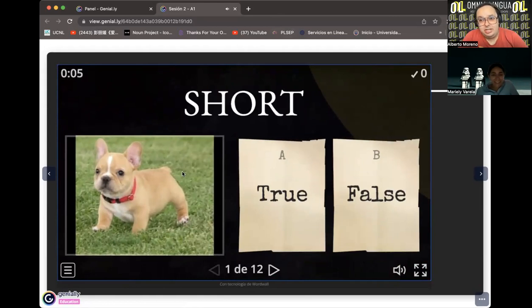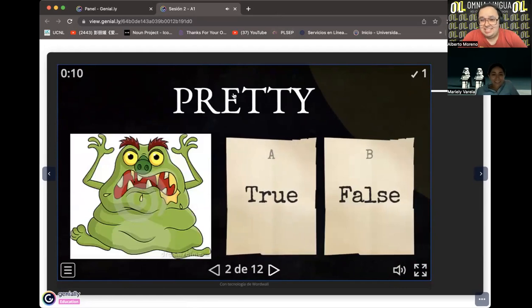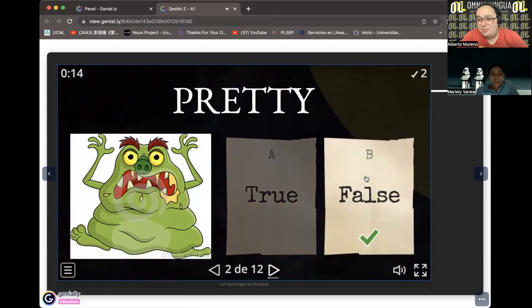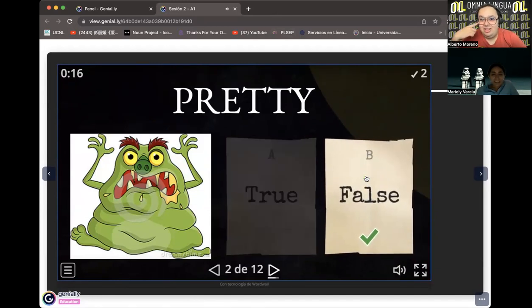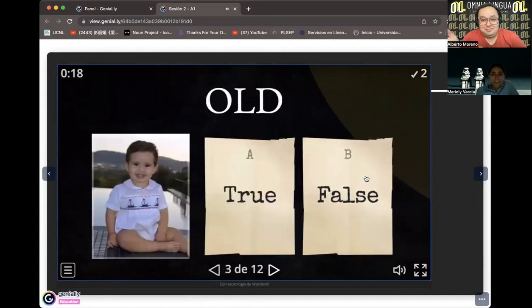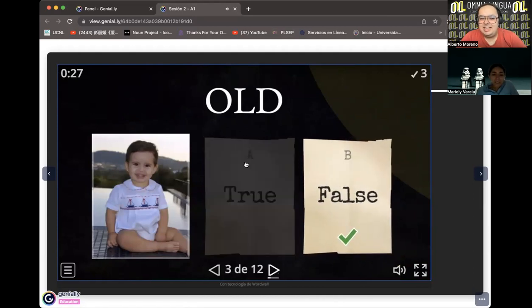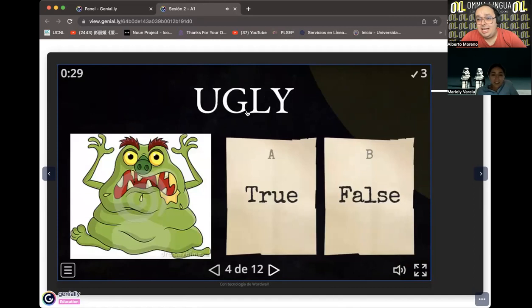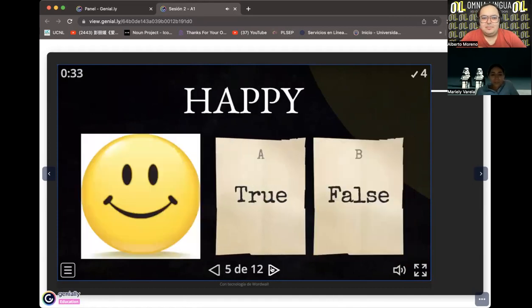So, is this short? True. Next, is this pretty? False. But remember, beauty is in the eye of the beholder. So for you, it's not pretty, but for another person, it could be. Old? False. That's right. Then we have ugly. True. Happy. True.